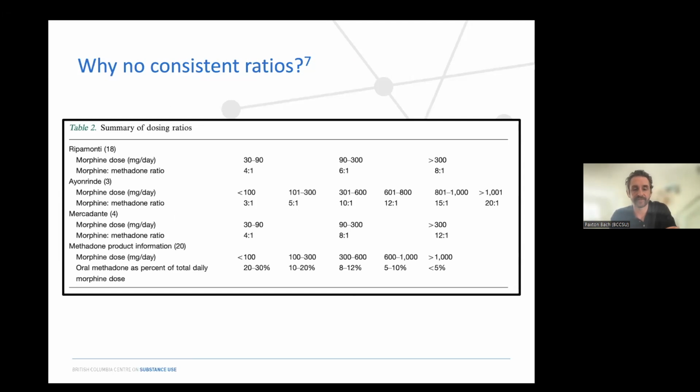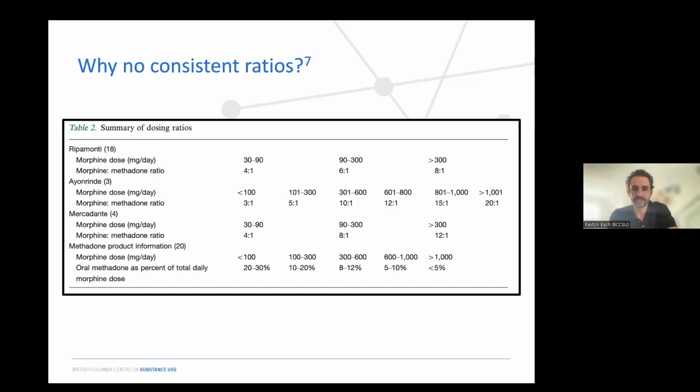This is just an example of a number of different authors who've proposed schemes to calculate morphine equivalents from methadone, and you can see, one, there's a relatively significant range in the ratios that they proposed, and two, the ratios that they proposed are not linear. They're dose dependent. So rotating off of a lower dose of methadone may use a different ratio than rotating off of a higher dose of methadone.